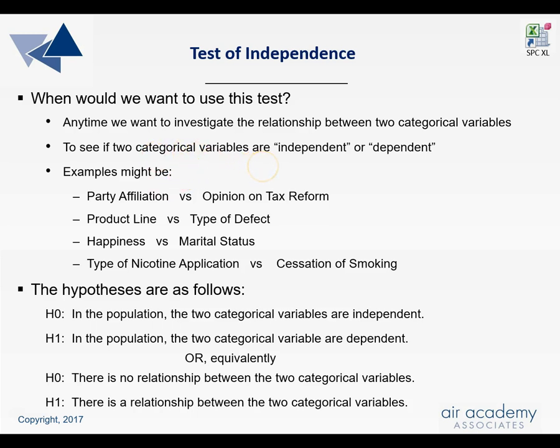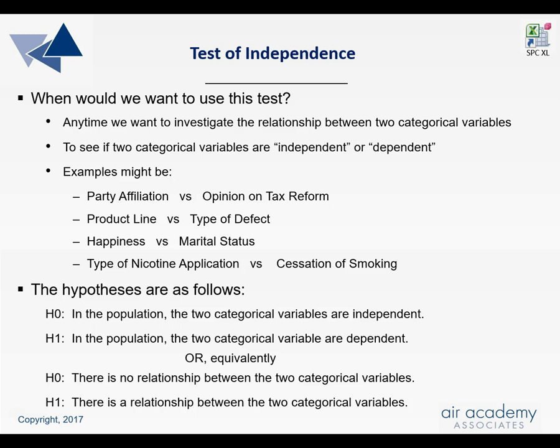Second one, product line versus type of defect. Do we think that the type of defect is dependent upon the product line? If so, we might conduct such a test. How about marital status and happiness? Is happiness dependent upon marital status? We can take sample data and we can find out. And the last one there that we will actually do here is a type of nicotine application. I guess there's gum, there's inhalation, there's a patch. How is that related, if it is related at all, to the cessation of smoking? That is, quitting smoking or continuing to smoke.